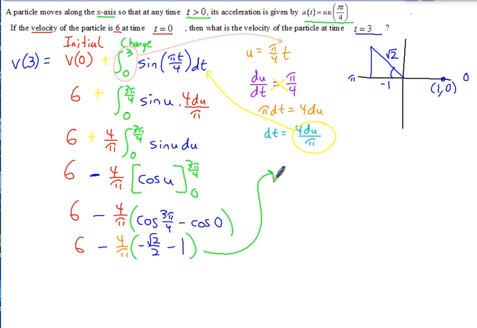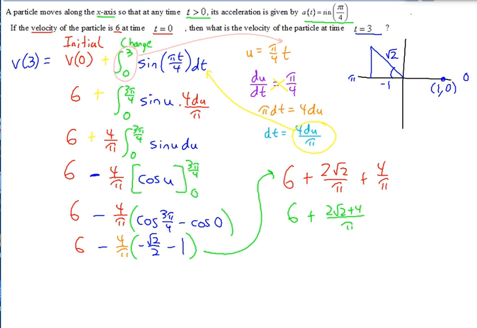But to make it a little simpler, you could distribute out that negative 4 over pi. So you get 6, and then the negatives cancel out here, so it's plus. And then the 2 also reduces into the 4 twice, so you get 2 root 2 over pi. And then negative 4 over pi times negative 1 would be a positive 4 over pi. And since these two have a common denominator, you might even combine those. You get 6 plus 2 root 2 plus 4 all over pi.